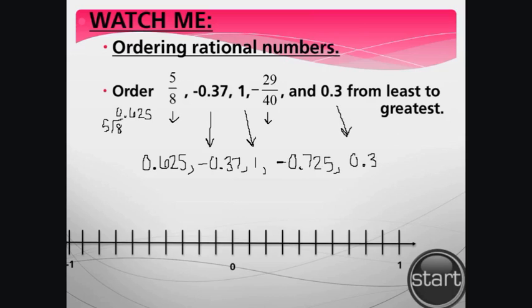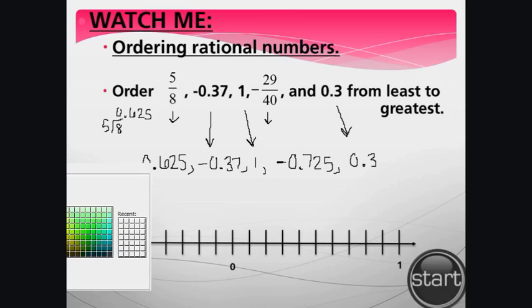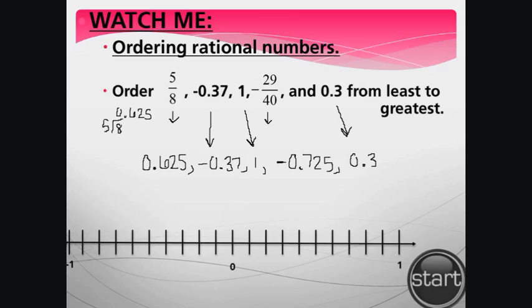Now I'm left to order them on my number line. What I'm going to do right now is we have 0.625. And that's positive, so I'm going to be looking over here. I know that we have 0.1, 0.2, 0.3, 0.4, 0.5, 0.6, and it's a little bit more than 0.6. So I'm going to write that down below, 0.625, and I'm going to put a check mark below it, knowing that I have plotted that on my number line.